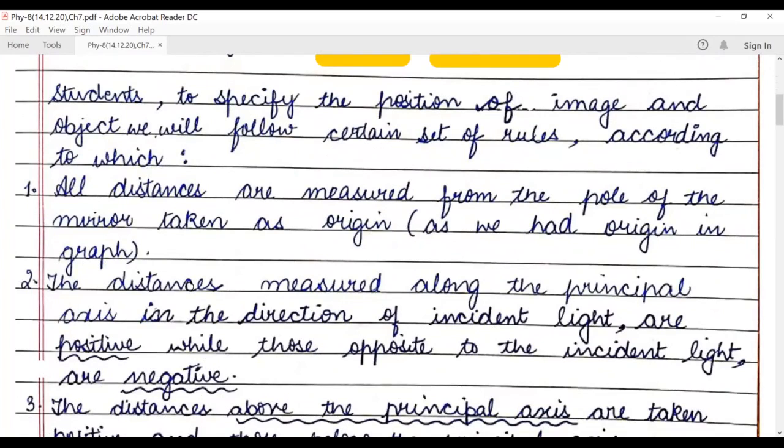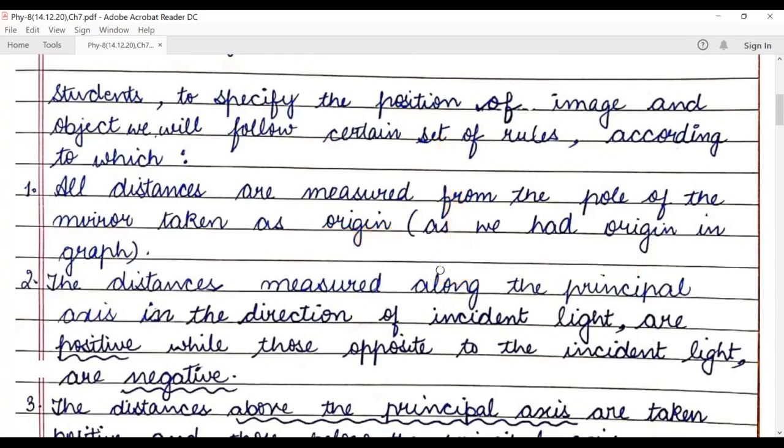Students, to specify the position of image and object, we will follow a certain set of rules according to which all distances are measured from the pole of the mirror taken as origin. This origin is the same as we had in the case of graphs. We have an origin on graph paper also when we draw a vertical and a horizontal axis. The meeting point of the vertical and horizontal axis is known as origin.